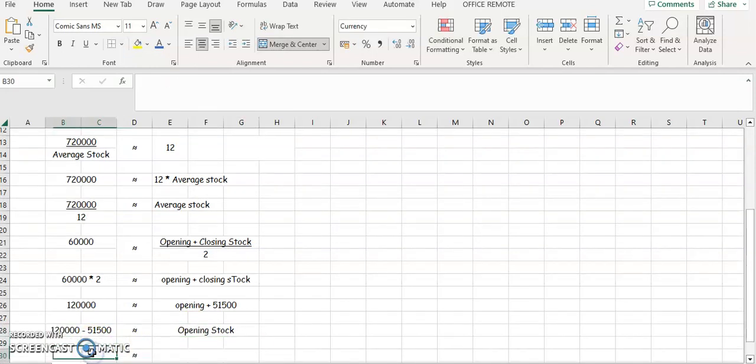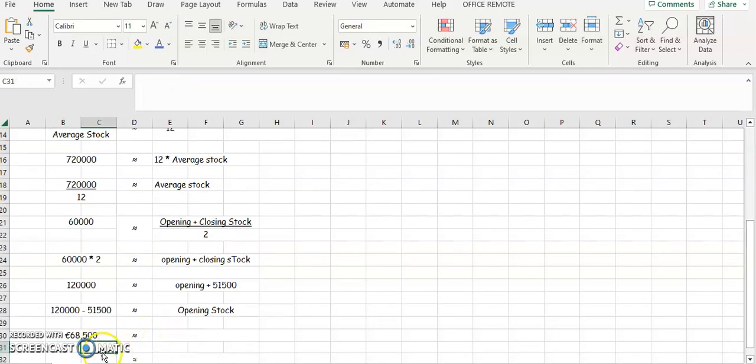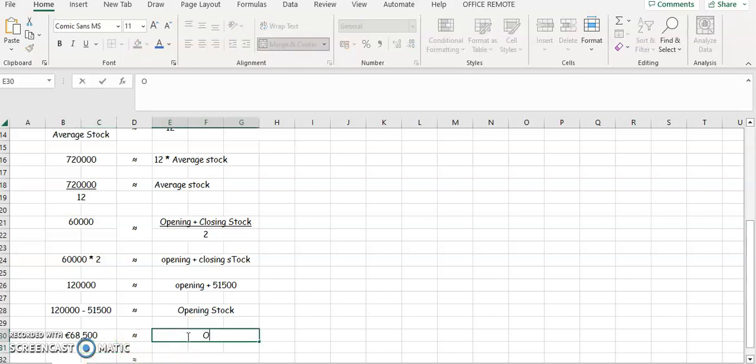So opening stock then is equal to 120,000 minus 51,500. So 68,500 is equal to your opening stock.